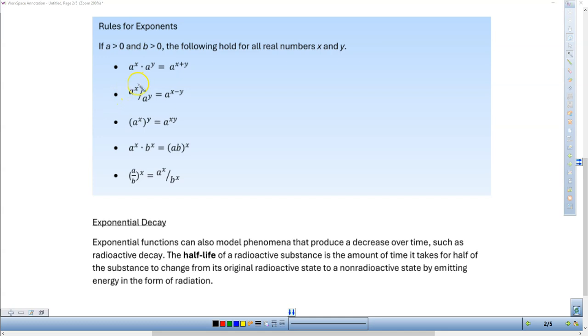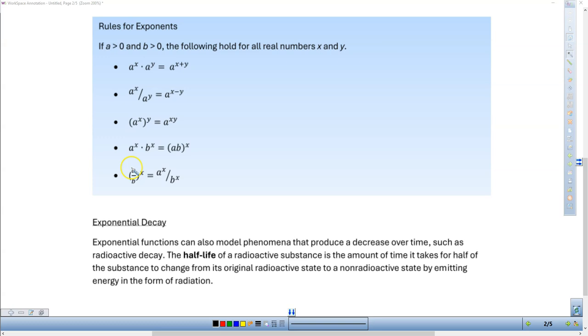And if we have a to the power of x divided by a to the power of y, that's the same thing as a to the power of x minus y. What about if we had a power here, a to the power of x to the power of y? Well, that's the same thing as saying a to the power of x times y. And if I have a to the power of x times b to the power of x, well, that's the same thing as saying the quantity of a times b to the power of x.